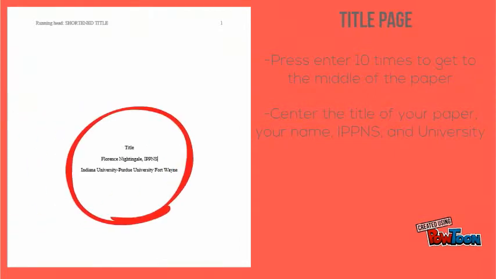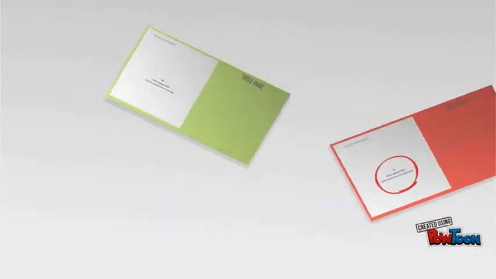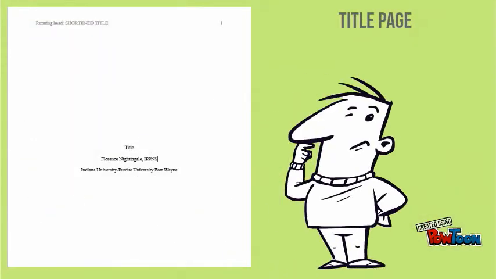Starting on the first line, you will press Enter 10 times to reach the middle of your paper. Then select the center alignment to center your title, your name, along with IPPNS, and Indiana University, Purdue University, Fort Wayne. The title page also tells the reader what the running head will be.